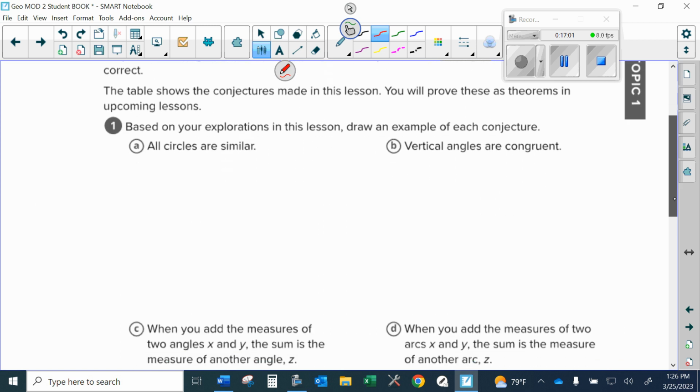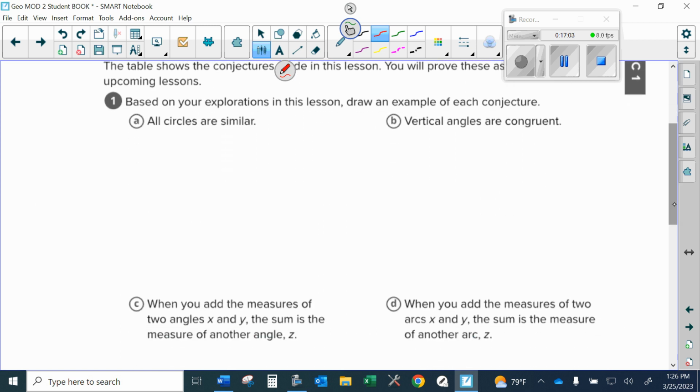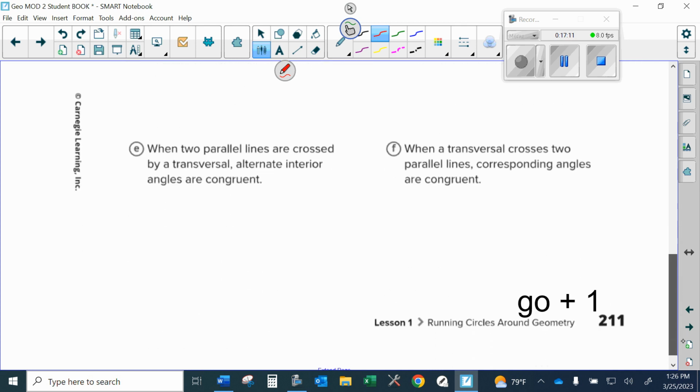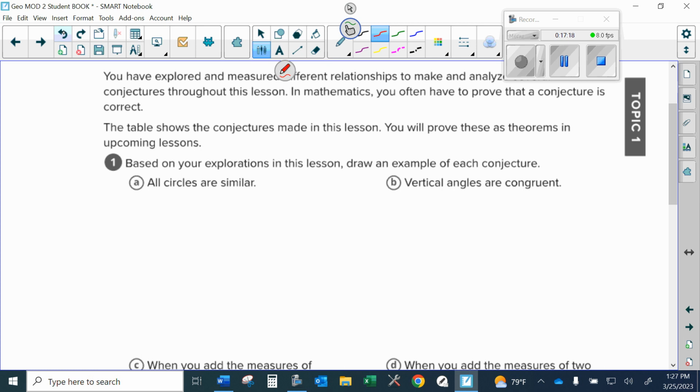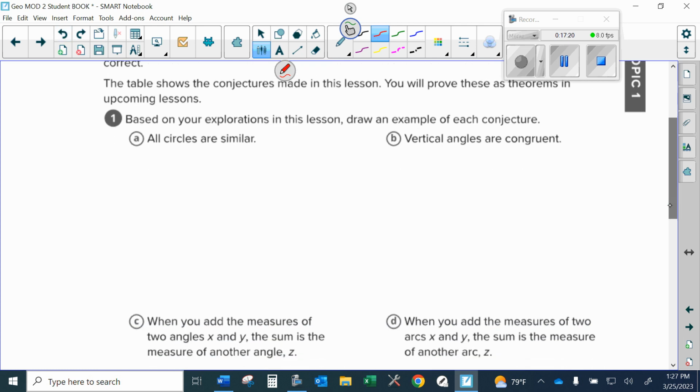Now, what I want you to do is pause the video, and I want you to draw an example of each of these on this page, and then go on to the next page as well, and do that as well. And so when you're done doing that, go ahead and hit play, and I'll have drawn these answers in for you.